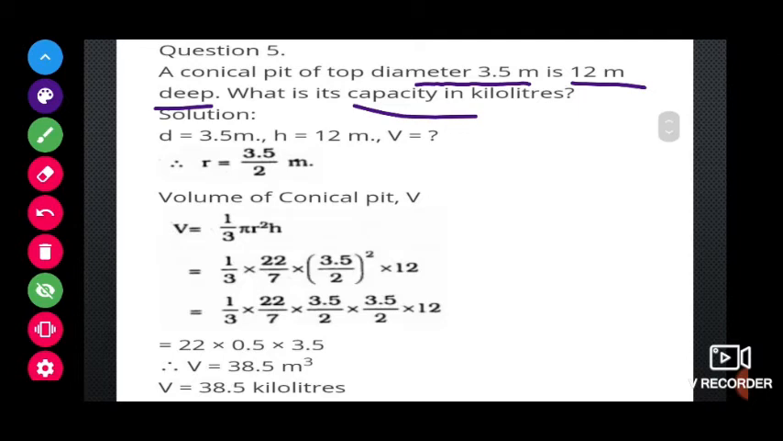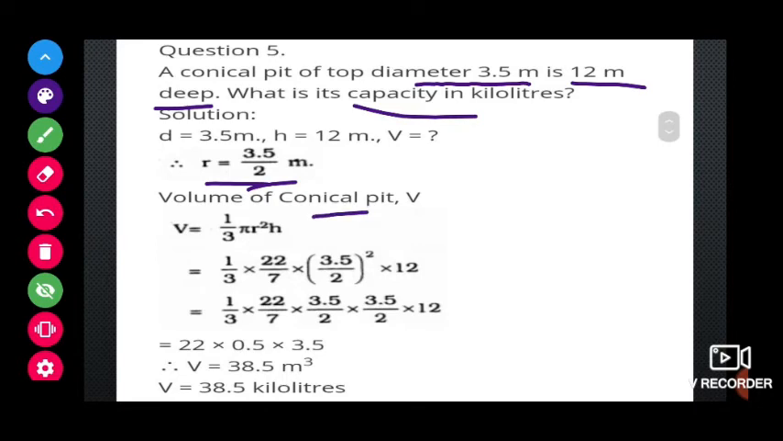Actually, if I want to convert it into liters, children, we multiply with 1000, since 1 meter cube is equal to 1000. But here, if we find kiloliters, we will automatically take the same. So the conical pit of top diameter 3.5 meter is 12 meter deep. They gave the diameter 3.5, so radius will be diameter by 2, 3.5 meter by 2. Just keep it like that only.